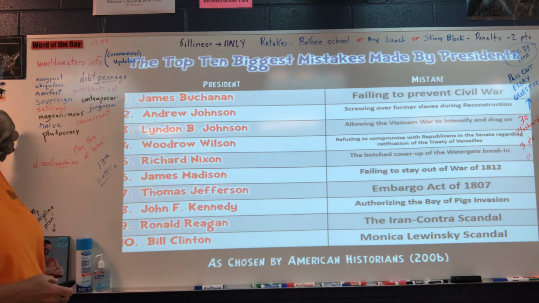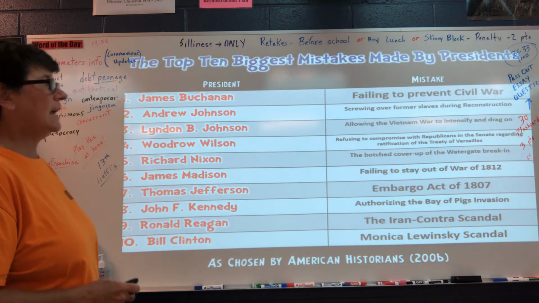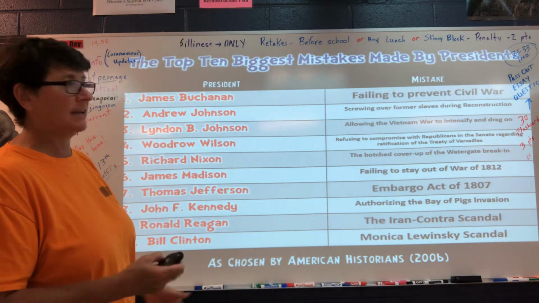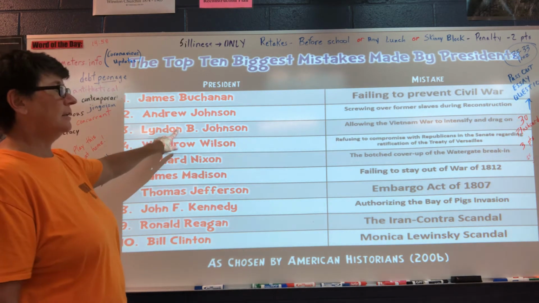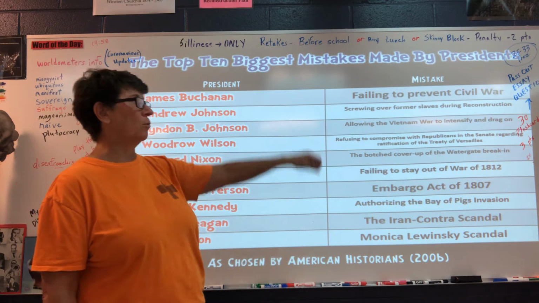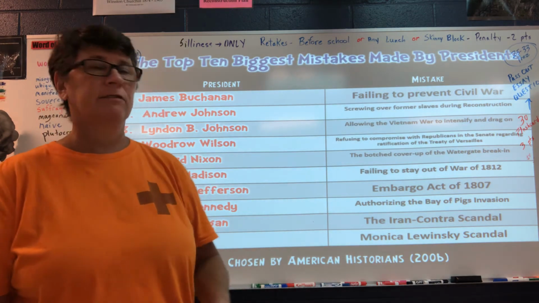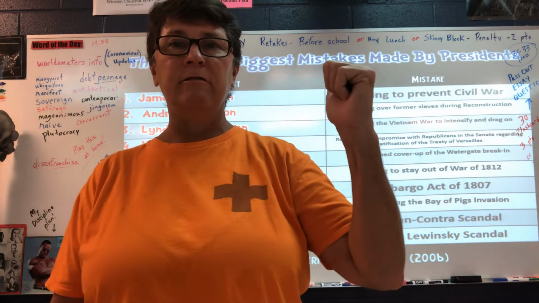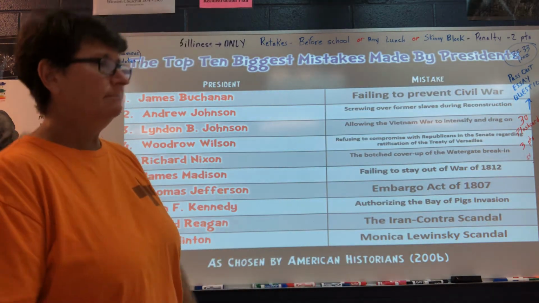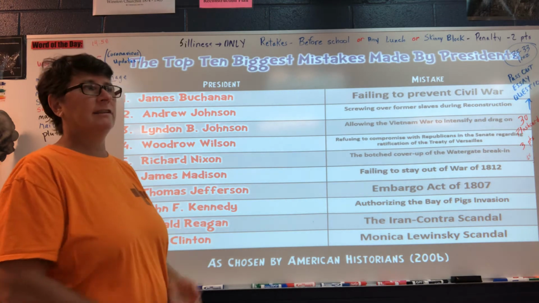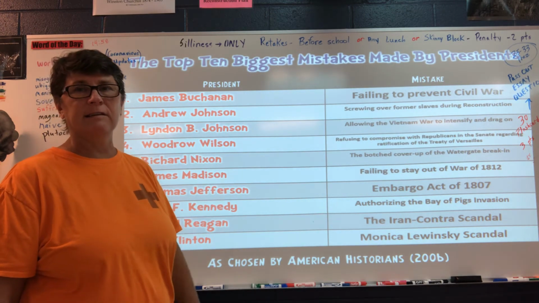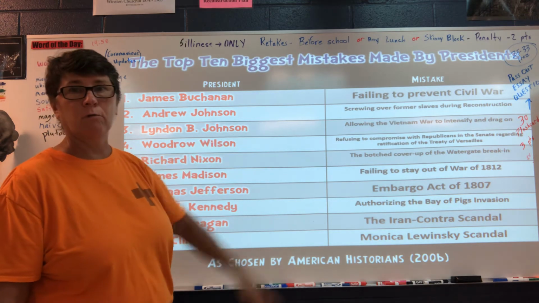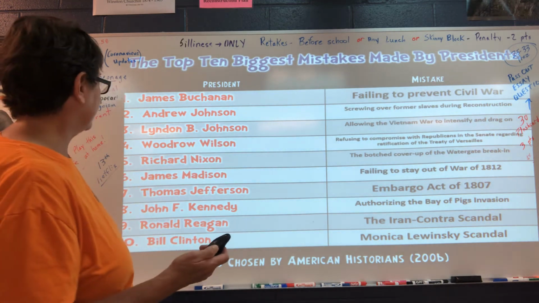James Buchanan, failing to prevent civil war. Andrew Johnson, screwing over former slaves during Reconstruction and giving plantation owners their land back. Lyndon Baines Johnson, allowing the Vietnam War to intensify and drag on. He doesn't run for re-election, and he should have said, I'm taking people out of war, and then not run for re-election, but he doesn't. So instead we go all the way from 1968 to 1973, five more years of war, whereas if he would have just taken us out of war, it would have saved a lot of lives.